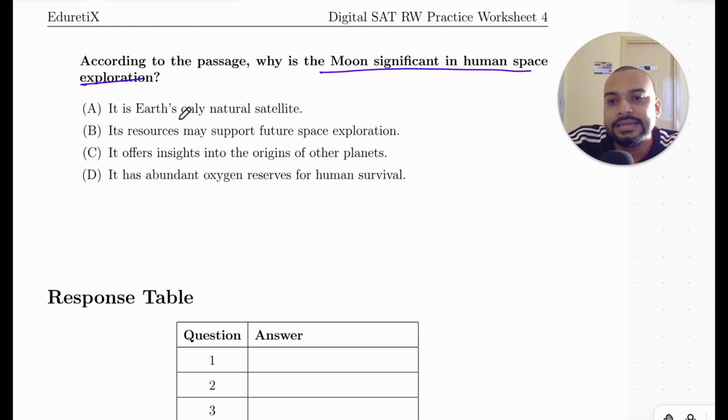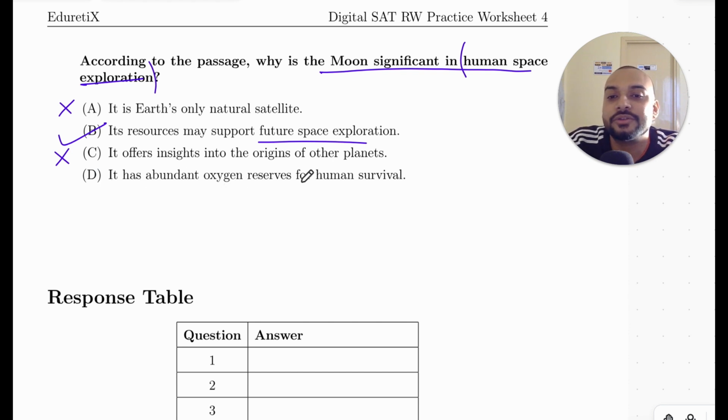So, it is Earth's only natural satellite. Is that of any significance for human space exploration? No. Its resources may support future space exploration. Yep, its resources, the presence of water ice, can support, yes. It offers insights into the origins of other planets. It does offer insights, like they mentioned, the solar system's history. But future space exploration has been explicitly mentioned with just water ice, and that's what we're being asked here. So this is correct contextually, but not for this question. So option C is wrong.